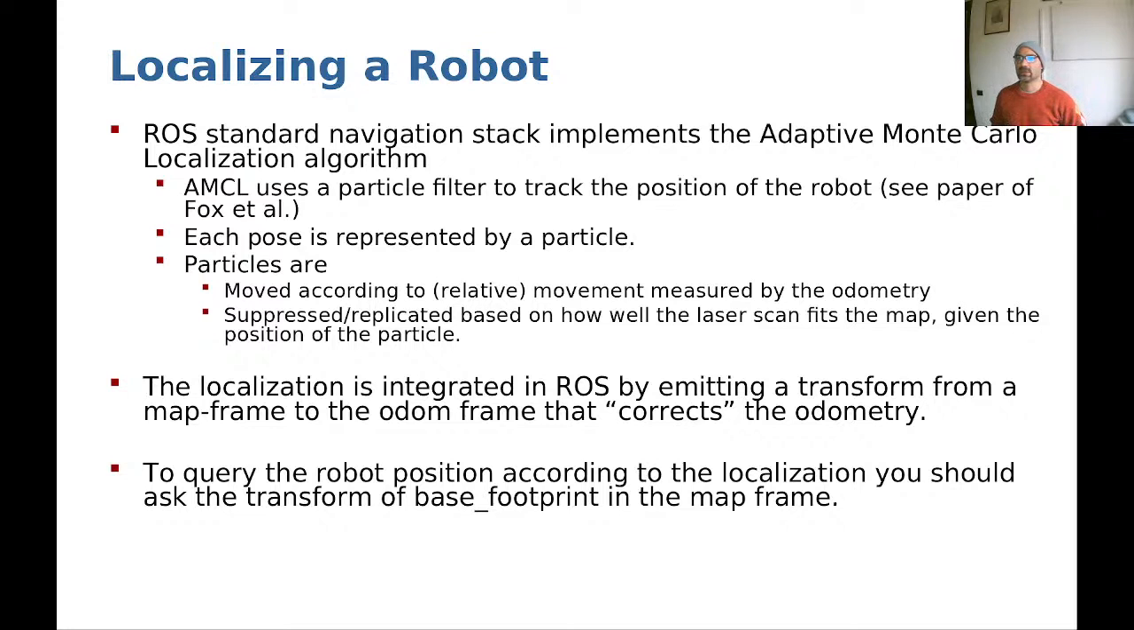Now, if you follow the tutorial on the Navigation Stack, you will find that you can bring up the Navigation Stack using AMCL, and this algorithm is basically a particle filter, which is an algorithm that estimates a probability distribution over potential locations of the robot given the sensor measurements that you have, and it represents this probability distribution as a set of hypotheses, a set of particles in the environment. The localization by tradition outputs the transform between the map and the odometry that makes the transform of the base link in the map consistent, as I said before.